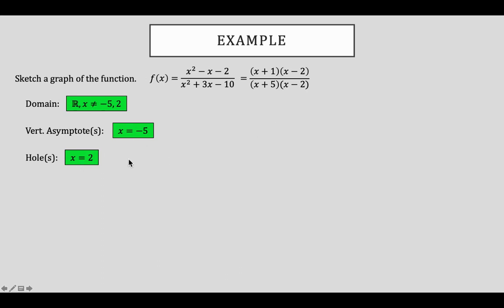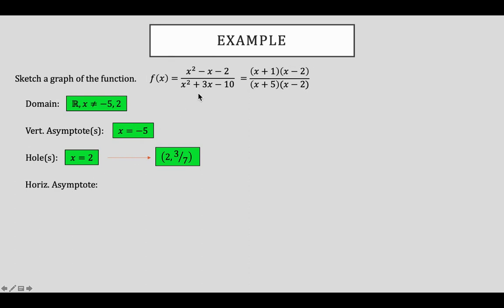Now, to find the coordinates of that hole, I can plug in 2 for x into the simplified form of our function, or the form of the function where we have crossed out these common factors of x minus 2. That leaves me with 3 in the numerator divided by 7. Therefore, our hole is located at (2, 3/7). Next, we need to identify the horizontal asymptote.